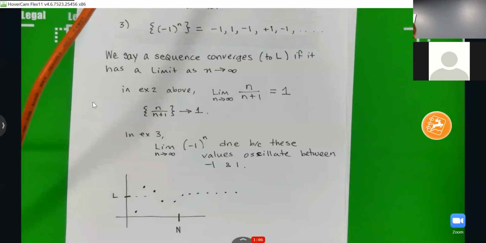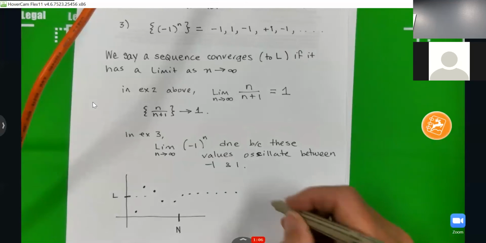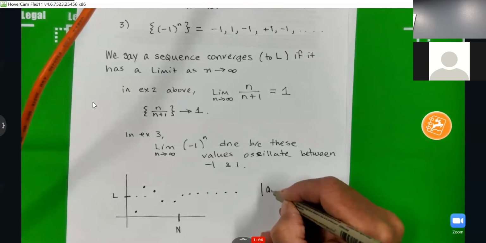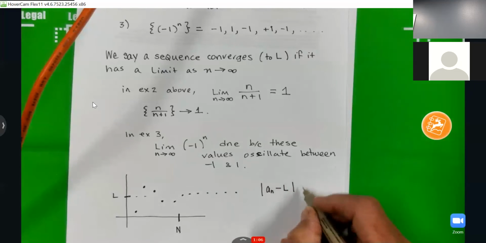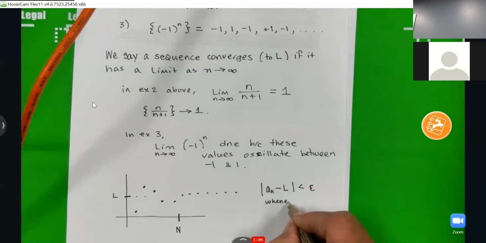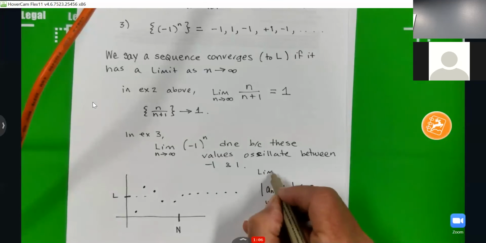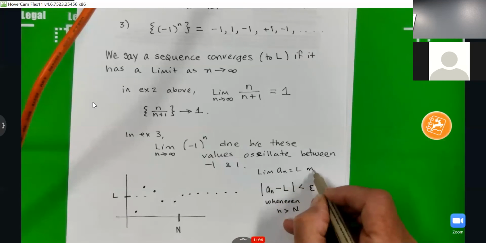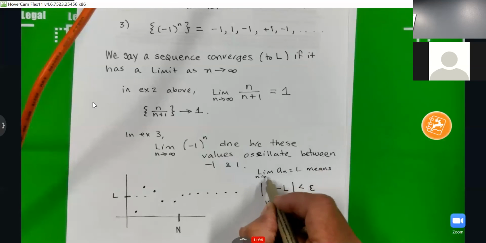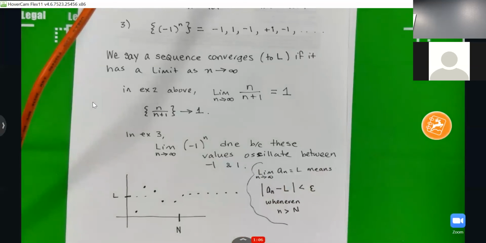So we would have that the difference between the nth term and that limit L can be made as small as possible whenever n is bigger than big N. The limit is L means the difference between the nth term and that limit, no matter which one's bigger, is smaller than the smallest number you can think of, epsilon, whenever n is chosen out in this region here.